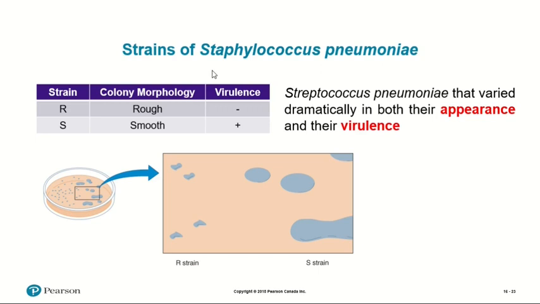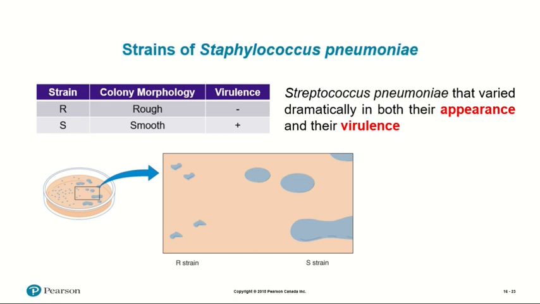The strains of the bacteria have two different phenotypes. We have strain R and strain S. R means rough and S means smooth. Rough means that the colony morphology is rough, and S means that the colony is smooth. The other phenotypic difference is the virulence. The rough strain is not virulent, and the smooth strain is very virulent. So Streptococcus pneumoniae vary dramatically in both their appearance and virulence, and their ability to cause disease.